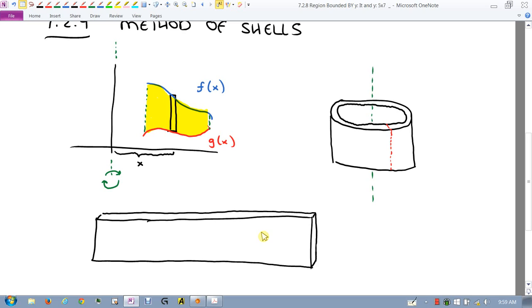So let's take care of the parts that are easy. Do you know the height of this? Do you know how tall that is? That's f of x minus g of x, isn't it? That is the distance from here to here, which is just the top function f minus the bottom function g, right? This is just f of x minus g of x.